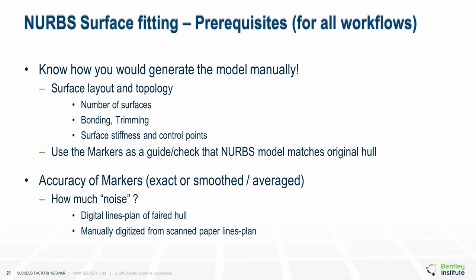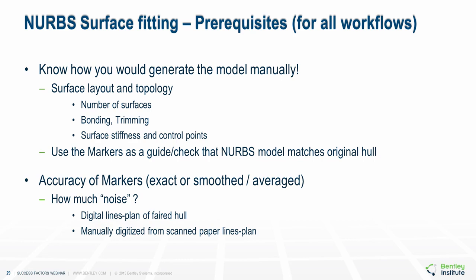Here are some of the prerequisites you should review before attempting to generate your model. Firstly, you should be familiar with MAXSURF Modeler. You should already know how you would go about creating a model of the vessel, the number of surfaces, their topology and layout, and if necessary, where surfaces should be bonded together and where they should be trimmed. You should also consider the number of control points that would be required and surface stiffnesses in both longitudinal and transverse directions. The markers are just an additional constraint to be used as a check that the NURBS surface model matches the original vessel.